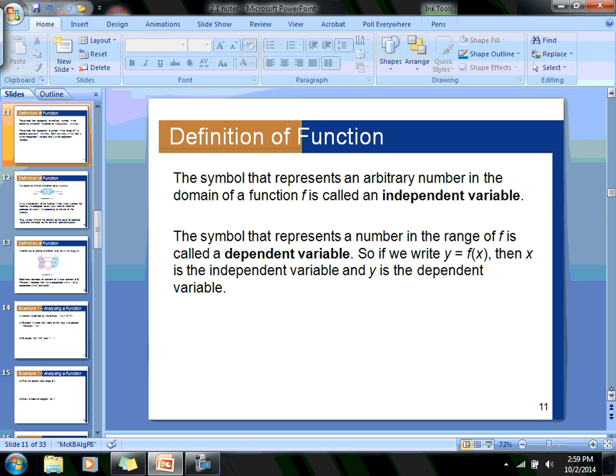Okay, and when we have our domain values, those are also referred to as independent variables. So that's any number that we can pick independently and put into the function. And our range values, those are going to be our dependent variables because they depend upon the number that's picked for the domain and the function in order for them to exist.